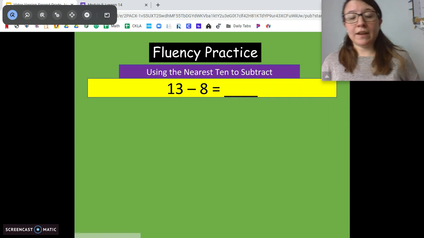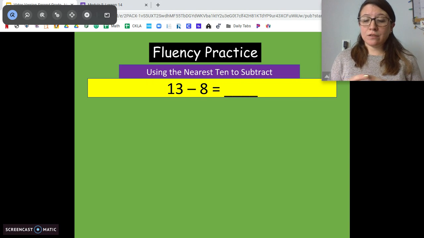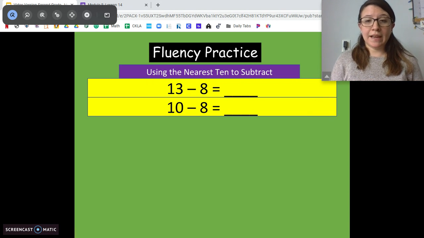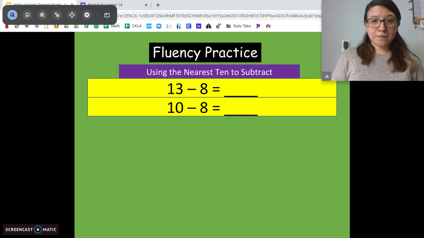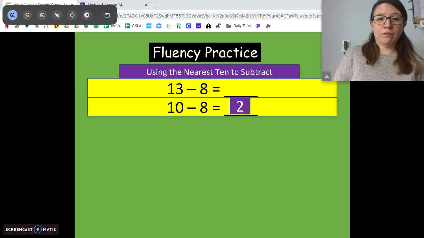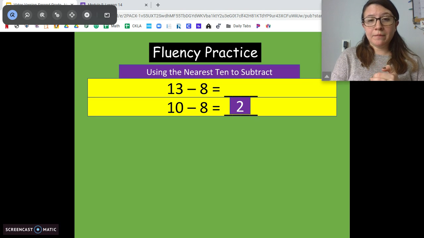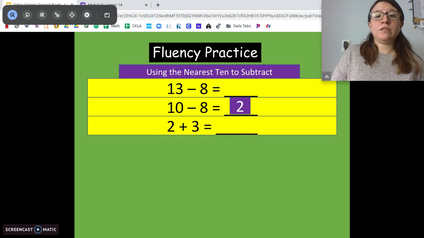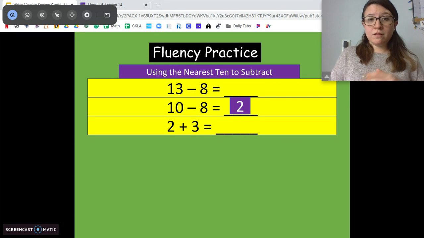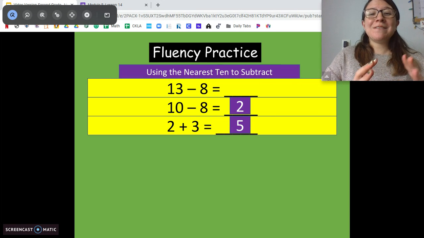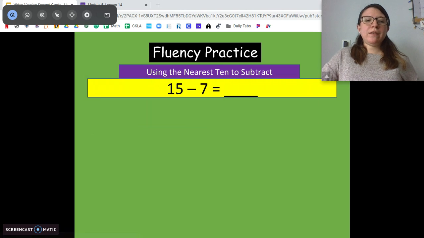This one's a little bit different. Now this is minus 8. So we're going to start off with, again, 10 minus 8. 10 minus 8 is? Beautiful. Now we're going to add in our extra ones. What's our next number sentence going to be? 2 plus 3. Good. 2 plus 3 is what? Awesome. 13 minus 8 is going to be 5. Beautiful. Let's do another one.